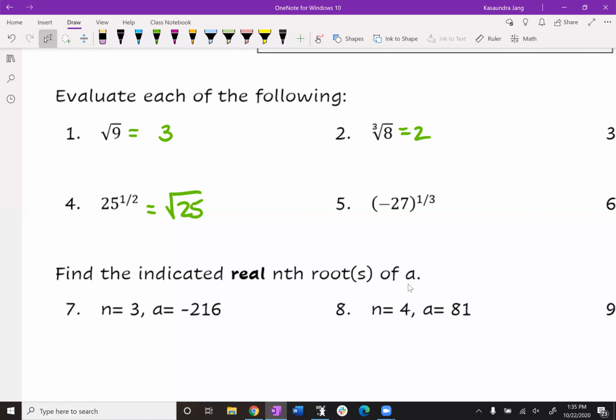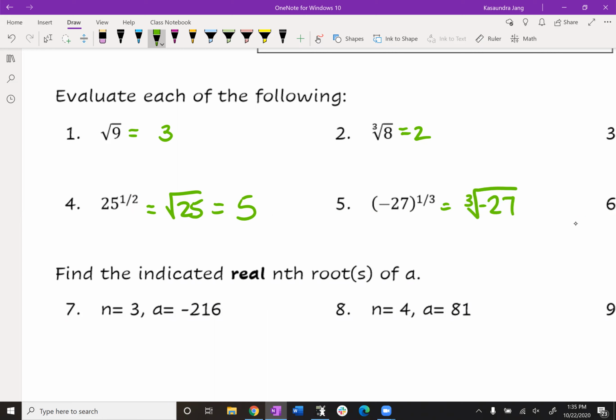All right, so 25 to the 1/2, that's the exact same as the square root of 25, which I think you guys have done before. What is that? 5. 5, okay. And then if my 1/2 exponent was a square root, my 1/3 exponent is a cube root. I'm doing the cube root of -27.